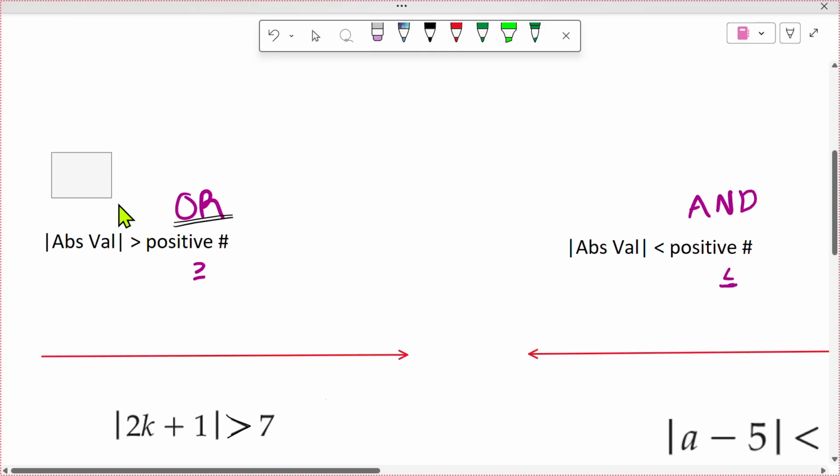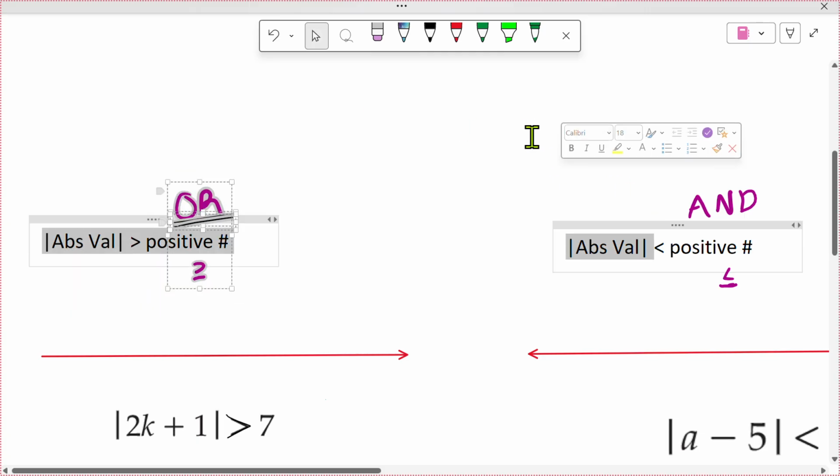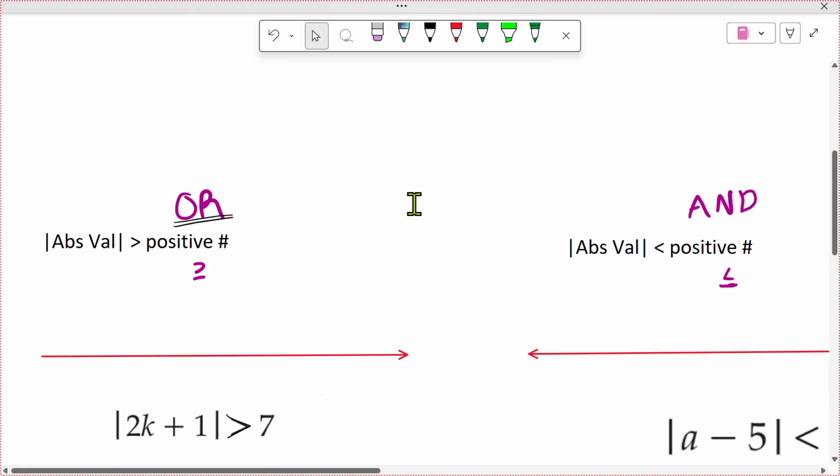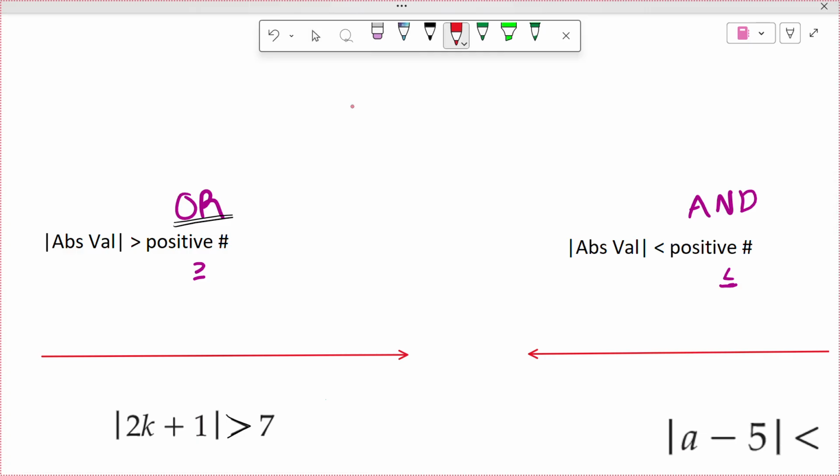Absolute value greater than a positive number, you're going to treat as an or problem. Absolute value less than or equal to a positive number, you're going to treat as an and problem. You might be wondering why I'm specifying that this is a positive number. If you remember from solving absolute value equations, when you have absolute value equal to a negative, that's not really possible because absolute value is always positive. We have a similar situation with inequalities that we'll talk about on Friday.